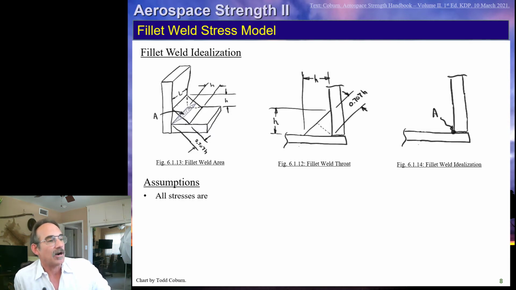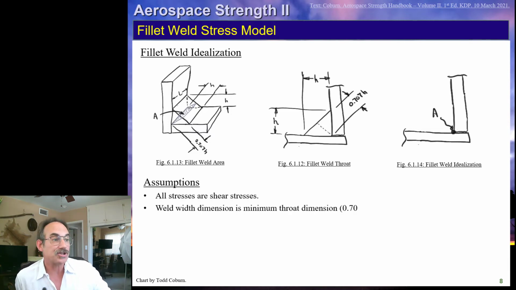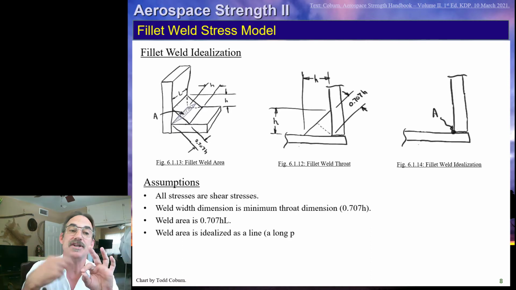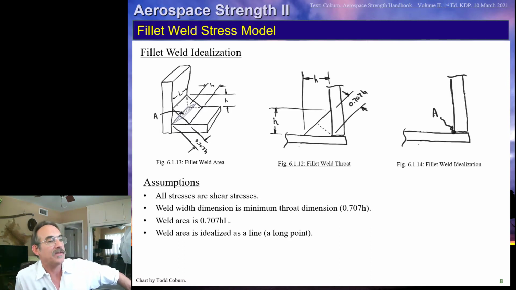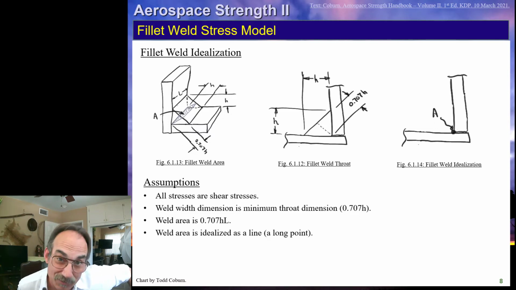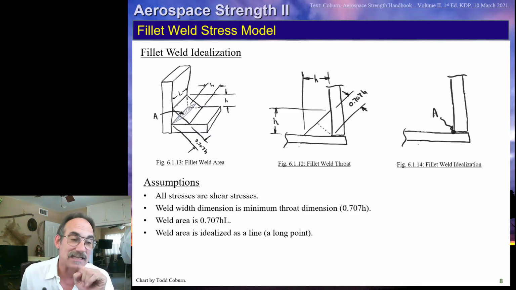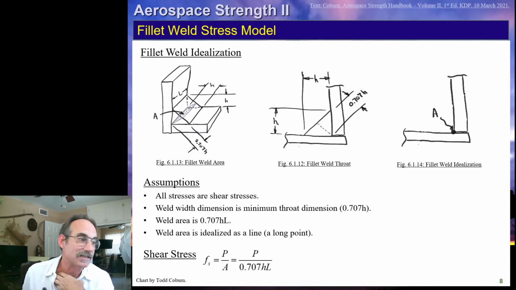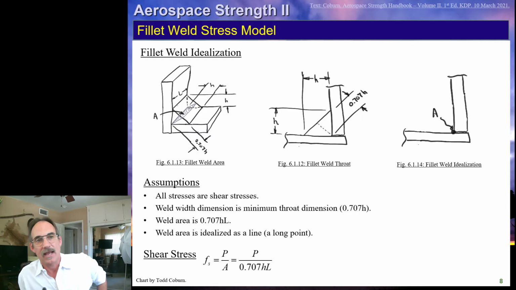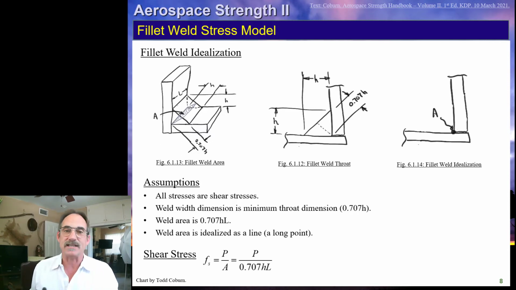So our assumptions: we're assuming that our stresses are shear stresses. No matter what the orientation of the stresses are, we're going to calculate P over A. We're going to pretend they're shear. That weld width dimension is the minimum throat dimension, 0.707H. The weld area is then 0.707HL. The weld is idealized as a line or a long point. Okay? Our shear stress then is just P over A, which is P over 0.707HL. Sound pretty simple? All right, let's look at a couple simple cases.